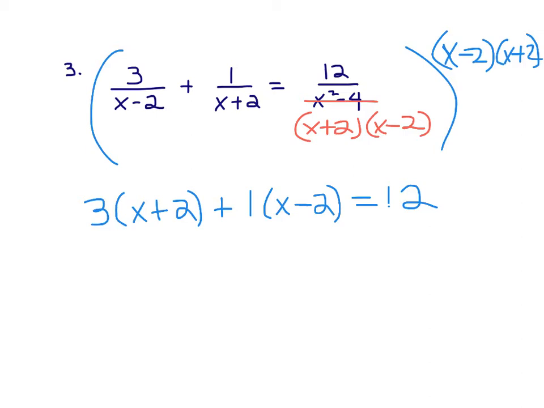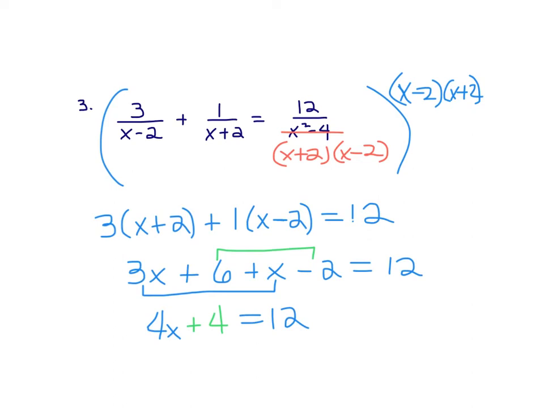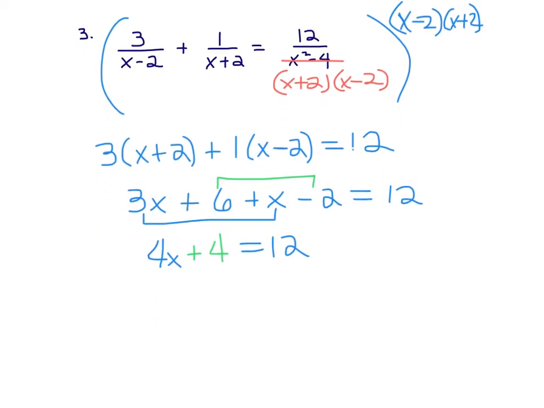I now need to distribute the 3. 3 to the x, 3 to the 2. When I distribute the 1 to both of those, it just stays the same. I now need to go back and combine my like terms. So I'm going to add the 3x and the x. That will give me 4x. Then I'm going to add the 6 and the negative 2, which gives me 4, and then rewrite the rest of the problem. Now I'm going to solve for x, so I'm going to subtract 4.